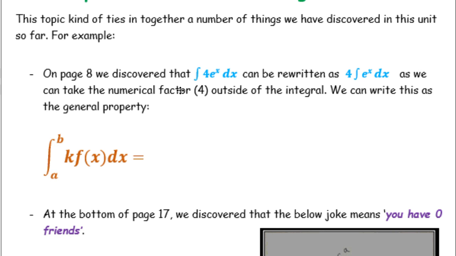So we can write this. This topic is general properties of integrals. We're going to go over some of the ones we've discovered so far on this page, and on the next page there are a few new ones. And then we practice using those.